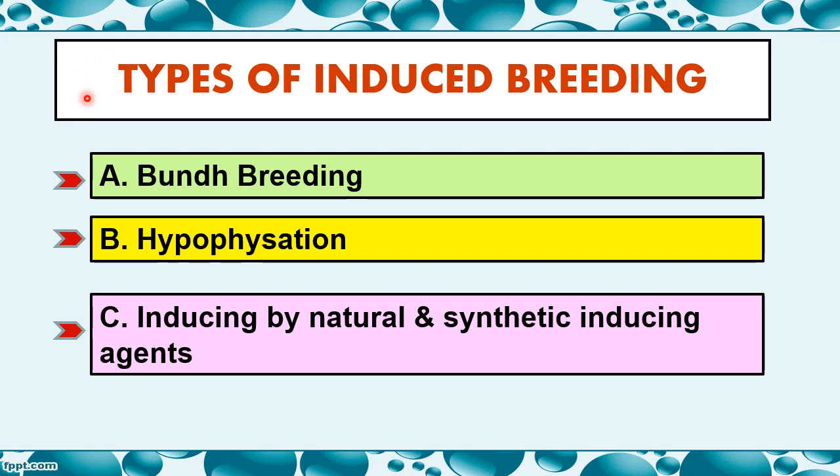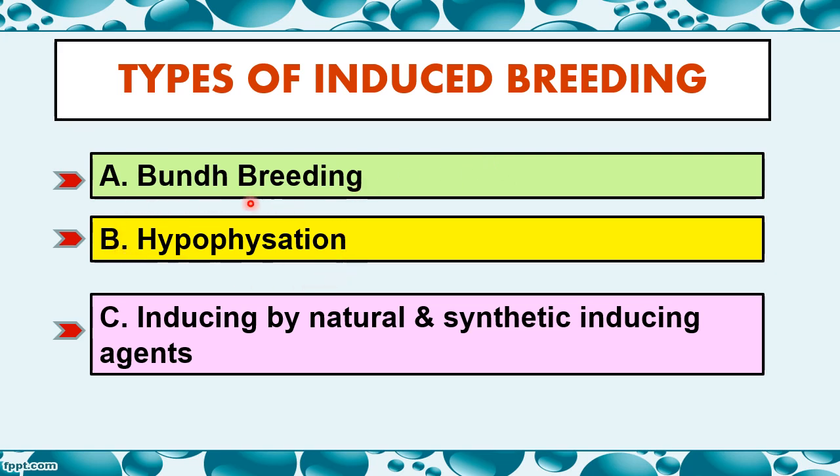Now come to the types of induced breeding. The techniques of induced breeding can be categorized into the following types: bund breeding, hypophysation, and inducing by natural and synthetic inducing agents. Bund breeding is one of the most conventional methods of induced breeding, which is also known as induced natural breeding. But this technique is nowadays rarely used due to its several disadvantages. We will come to the disadvantages in the subsequent slides.